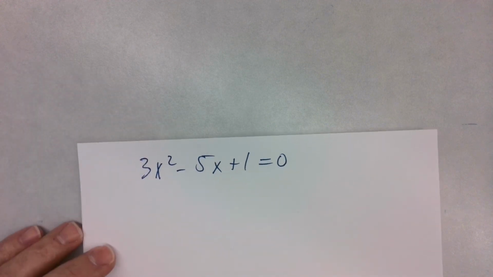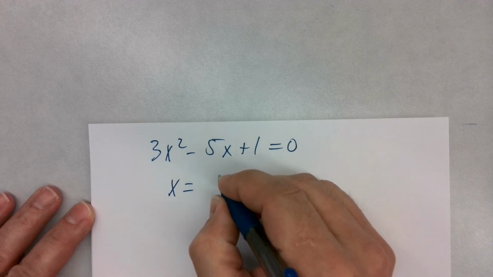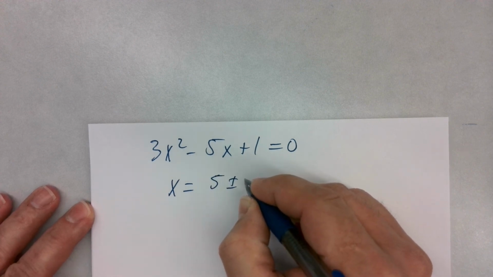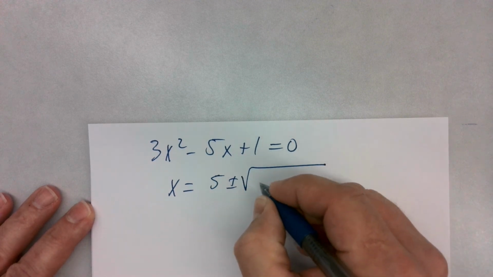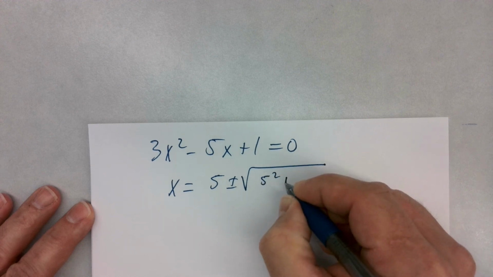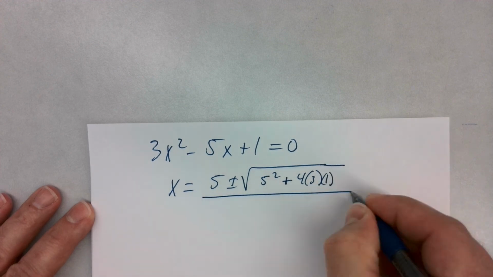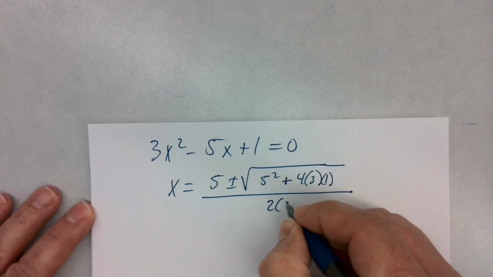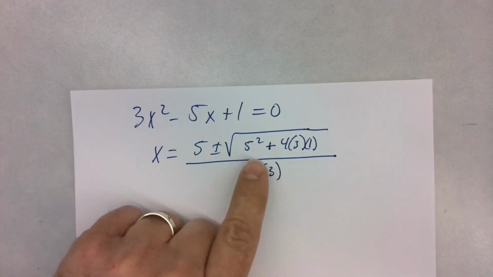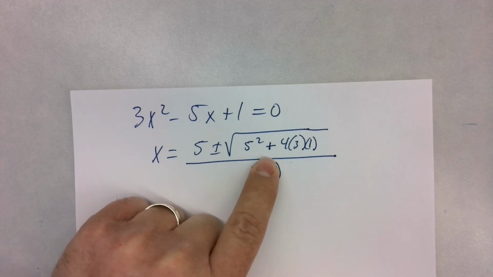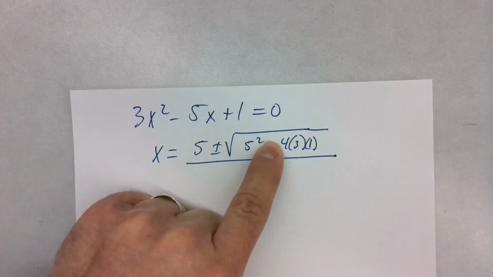What does my equation look like? I've got x equals what? 5 plus or minus the square root, and then 5 squared plus 4 times 3 times 1 over 2 times 3. Okay, so what's wrong? It's b squared minus 4ac, right?